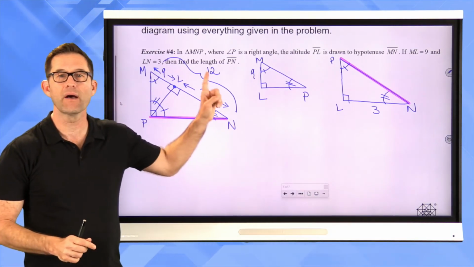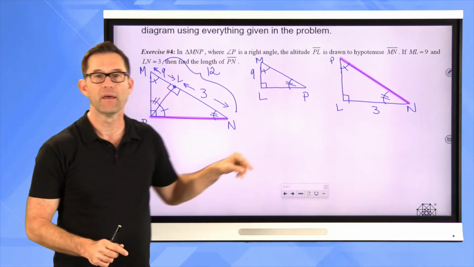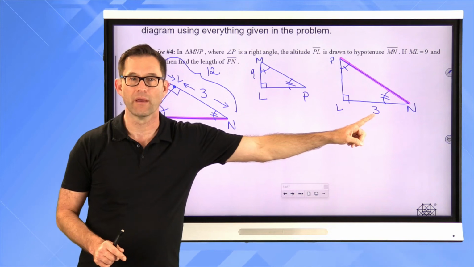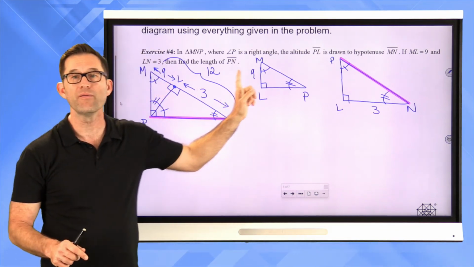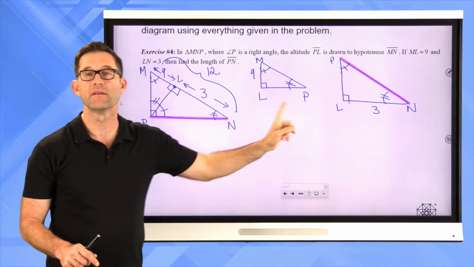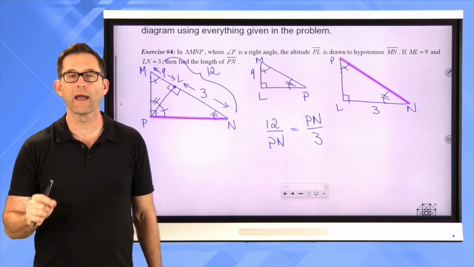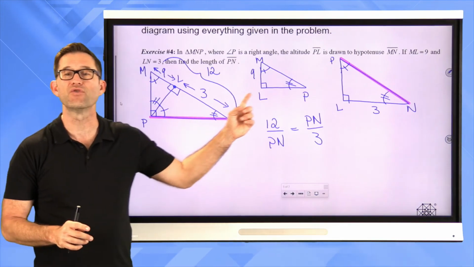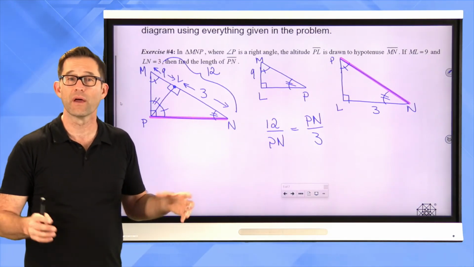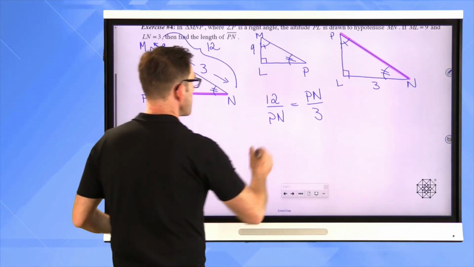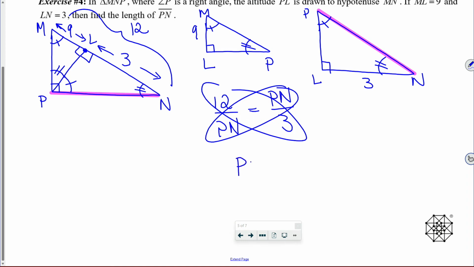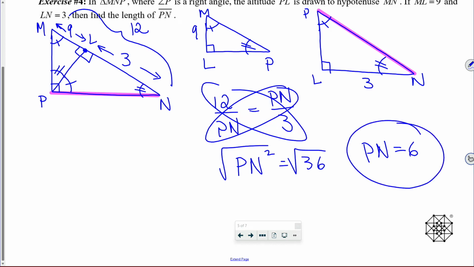Well, it's important because I can now say 12 divided by PN is equal to PN divided by 3, right? So I can set up that ratio. 12 divided by PN is equal to PN divided by 3. And that will not be unusual when the side length that you're solving for occurs in the two triangles that you're trying to use to set up the proportion. I now cross multiply. I get PN squared is equal to 3 times 12, which is 36. And I take the square root of both sides, and PN, what I'm looking for, is equal to 6.